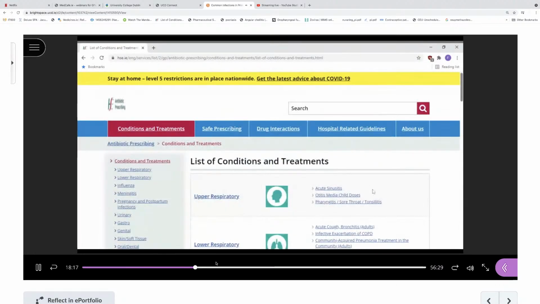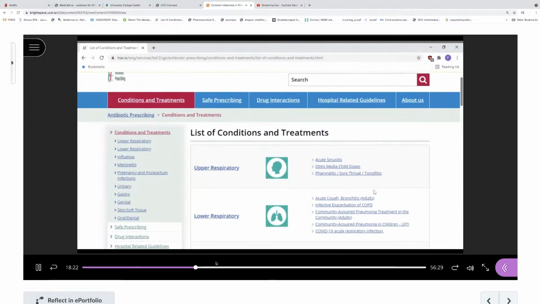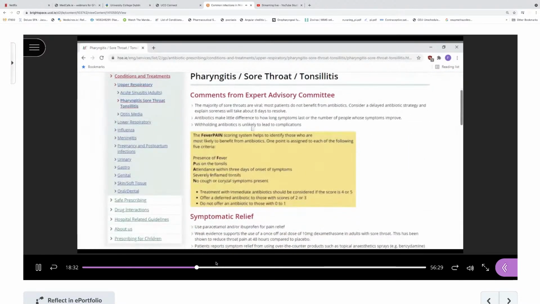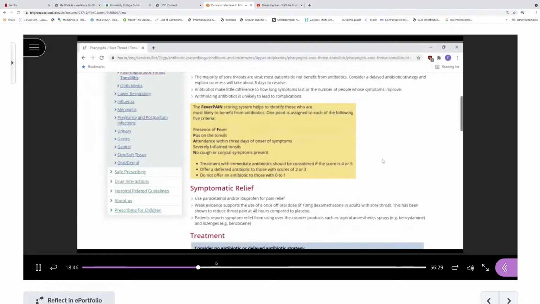So this is a really excellent resource, and I'd really recommend that everyone becomes familiar with it, even if you're not in a prescribing role. There's a lot of very good information about appropriate treatment for common infections. So you'll see that they give guidance in terms of when sore throats may be viral, and that you're unlikely to get complications from withholding antibiotics. And of course, if you think complications or advanced tonsillitis is present already, you won't withhold.